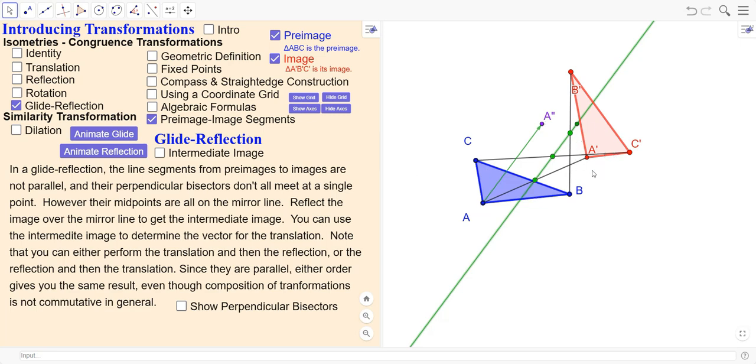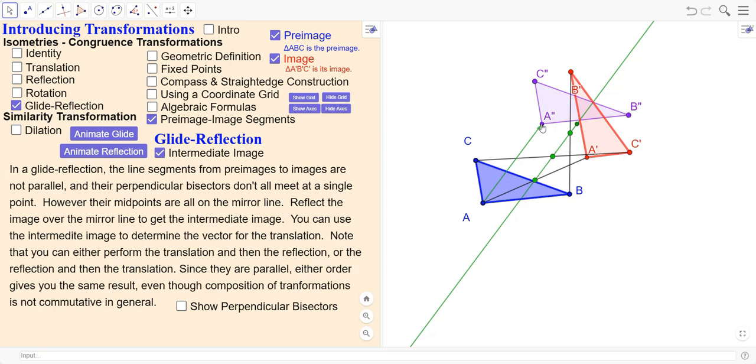It doesn't really matter which. Let's say we reflect the final figure over the line to get the intermediate one, and then we connect up pre-image to image here. That vector will give us the vector. So now we've identified the vector and the mirror line for a glide reflection.